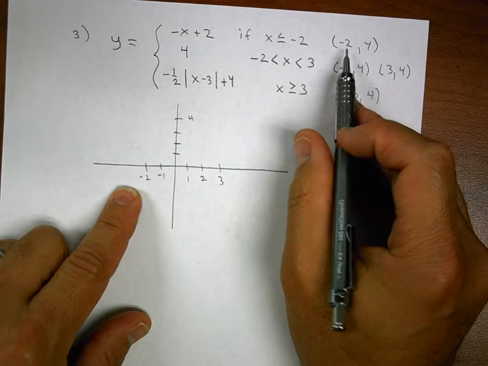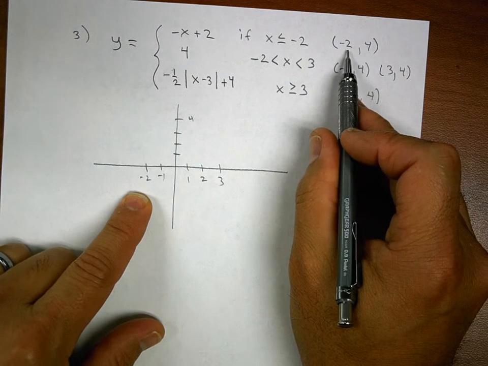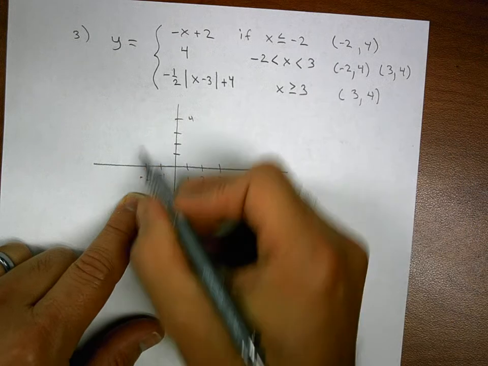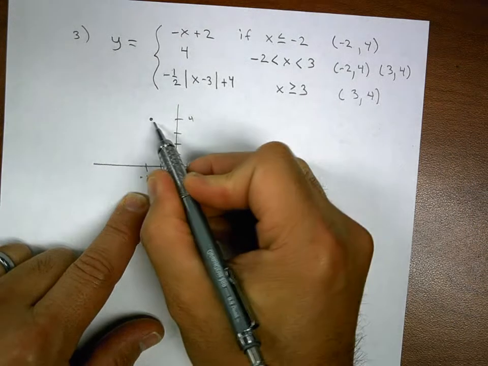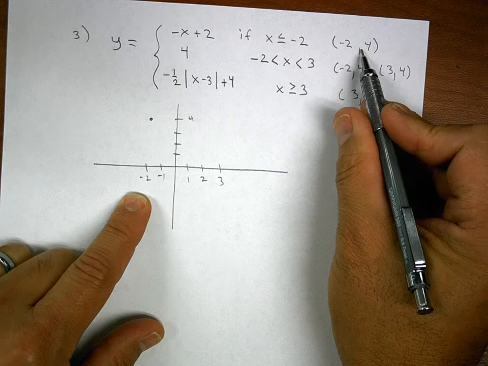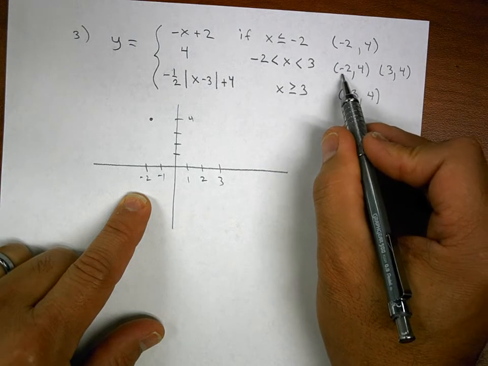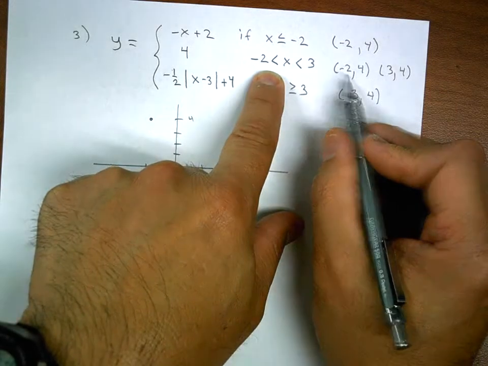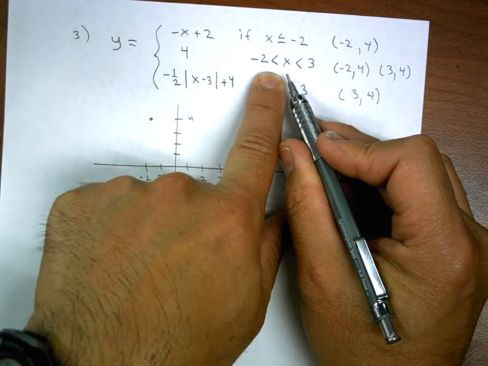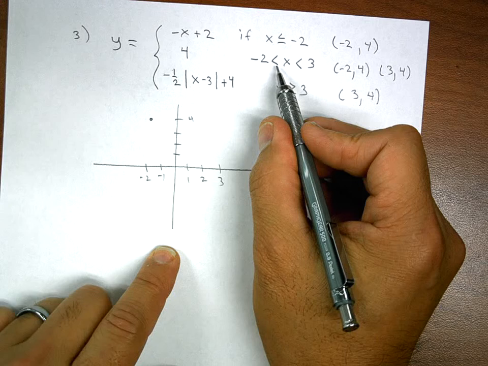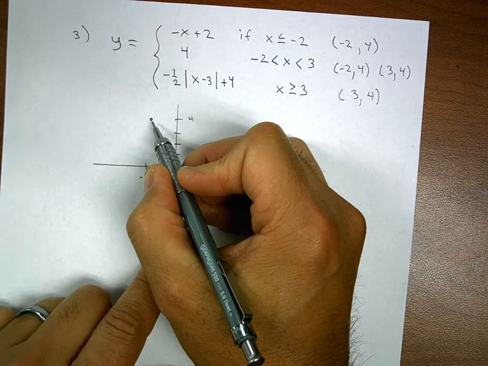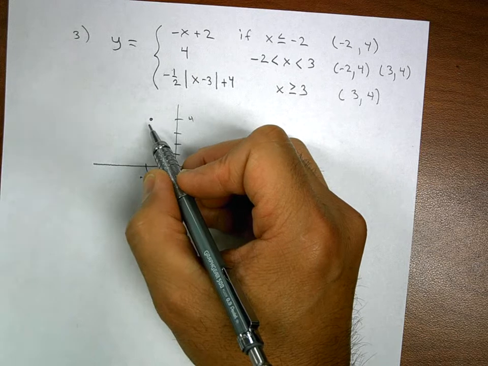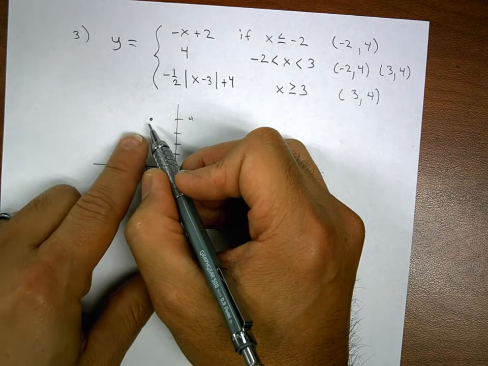Let's plot these. Negative 2, 4: open or closed circle? Closed, so we can plot it. Then for the second piece, it's the same thing, negative 2, 4, and it's supposed to be open, but never erase. One's closed, one's open, and it's right on top of each other, so it's closed. It closes the open circle, if that makes sense.